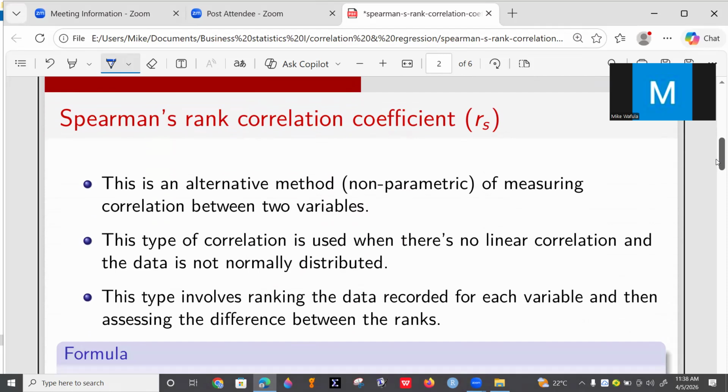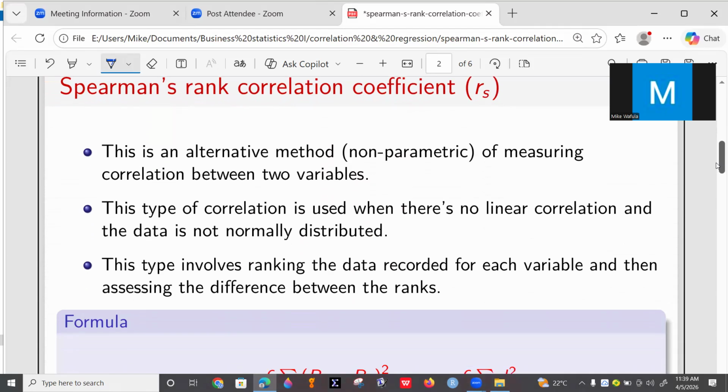We said that in case you are dealing with data that is not necessarily normally distributed, and when you draw a scatter plot you don't see a linear correlation existing between the two variables, then it's not fit for you to use the Pearson correlation coefficient to determine the correlations. Therefore, you resort to this Spearman rank correlation coefficient. Spearman was just the name of the proponent. Rank is because this correlation coefficient is based on ranks.